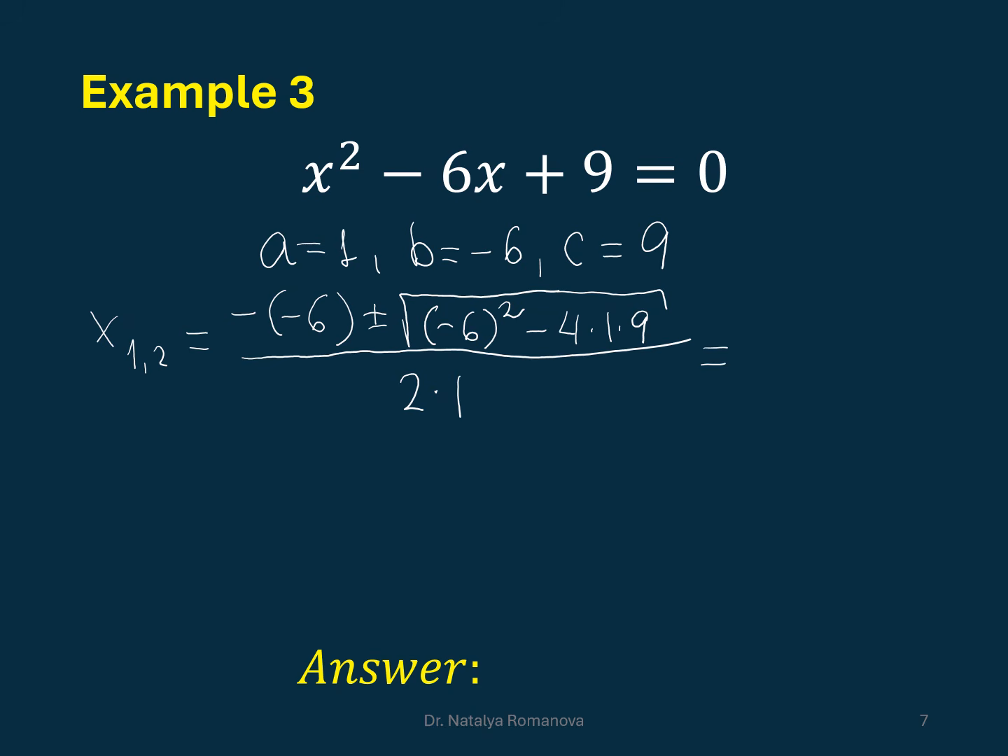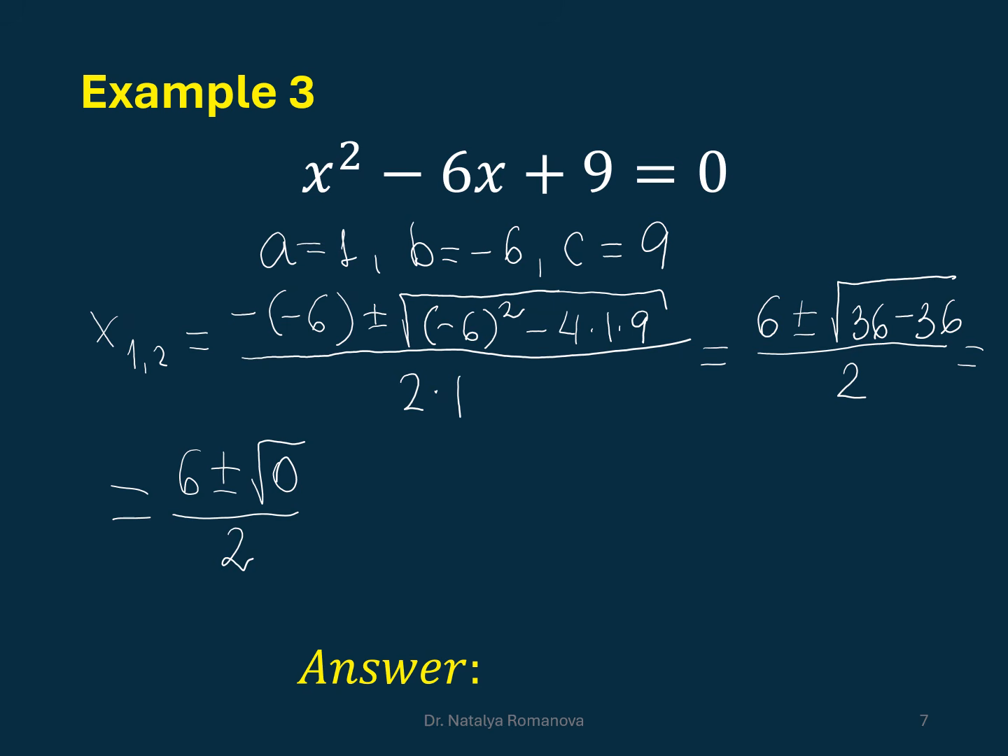Keep going. Negative minus 6 would be positive 6 plus minus square root of negative 6 squared, it is 36, minus 36, over 2. We have an interesting situation here. 36 minus 36 gives us 0. So we have 6 plus minus square root of 0 over 2. Square root of 0 is 0. So we have exactly one solution. We have 6 over 2 equals 3. So x equals 3. It is the correct solution for this example.